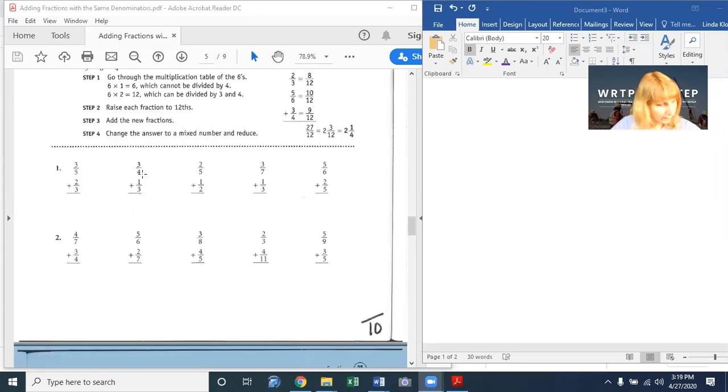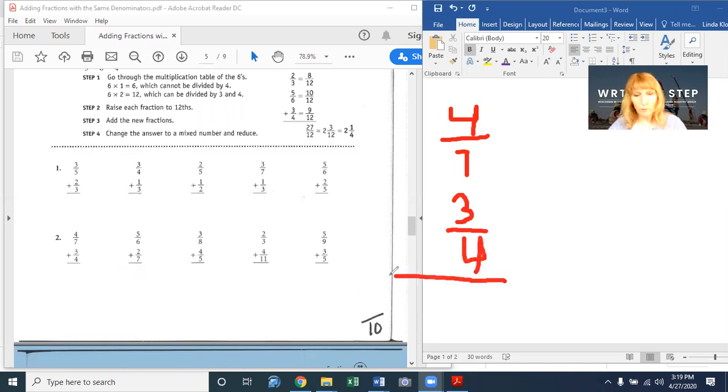The next row I would like to do is row 2 over here. So we're going to do a problem here, right here. 4/7 plus 3/4. So 4/7 plus 3/4. Now this time I've got to change the bottom number of both fractions because a 7 I can't multiply anything by 4 to give me 7, right? So I'm going to figure out what number will work.